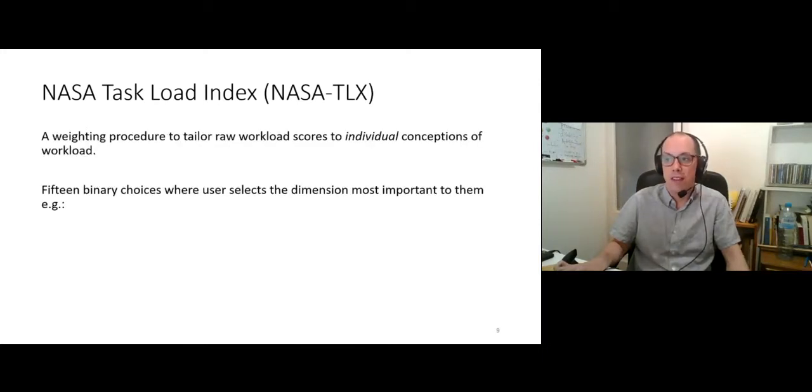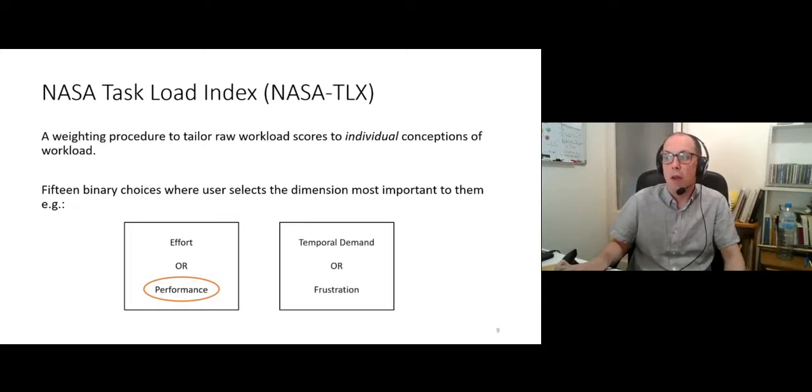In addition to these six rating scales, there's a weighting procedure which tailors these raw workload scores from the rating scales to our individual conceptions of workload. This involves 15 binary choices where the user selects the dimension which is important to them, so effort or performance, performance or temporal demand, or frustration.